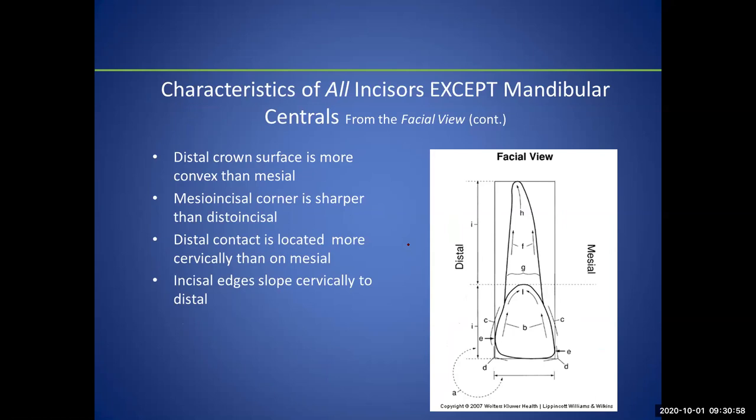The distal crown surface is more convex than the mesial. The mesial incisal corner is sharper than the distal incisal. So these are the characteristics that you really need to be cognizant of. The mesial incisal corner is sharper than the distal. And that's one of the general characteristics. The distal contact is located more cervically than the mesial. So the distal contact is here, okay, that's the widest portion of the tooth, and the mesial contact is here. The incisal edges slope cervically to the distal.